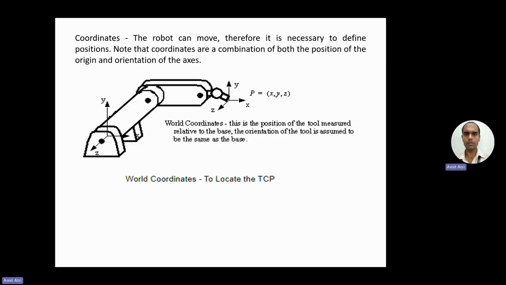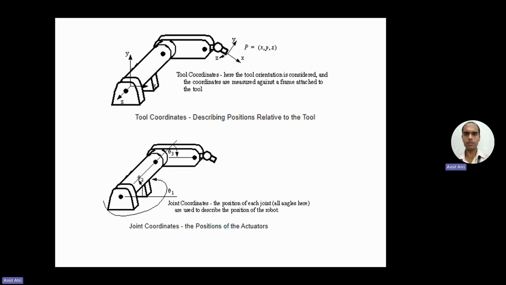Here the coordinates are shown: X, Y, Z. Because the robot can move, it is necessary to define from which position it has to move to which position, the initial position and final position. So the coordinates of the joints are shown here in the XYZ domain. So tool coordinates, then joint coordinates. Both are there. Tool coordinates consider orientation, and the tool coordinates are measured against the frame attached to the tool. Next is the joint coordinates. The position that is theta 1, theta 2, theta 3 means how much the joint is moving.